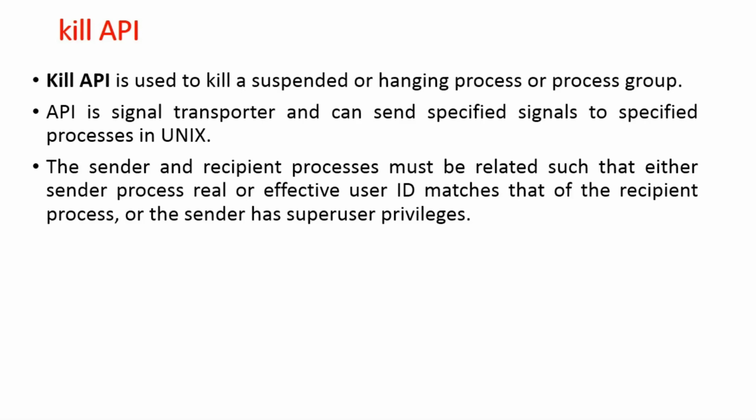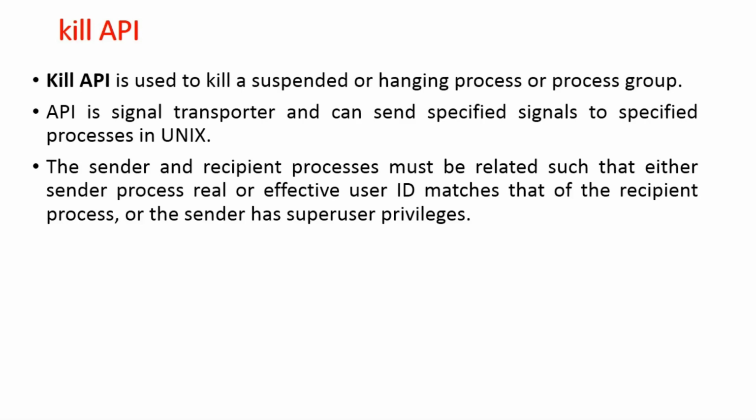The sender and the recipient processes must be related such that either the sender process real or effective user ID matches that of the recipient process, or the sender has superuser privileges. So when to use the kill API in your program? When the sender and recipient process, or the client and server, are related to each other, then only can you use the kill API to send a signal to kill a hanging or suspended process.